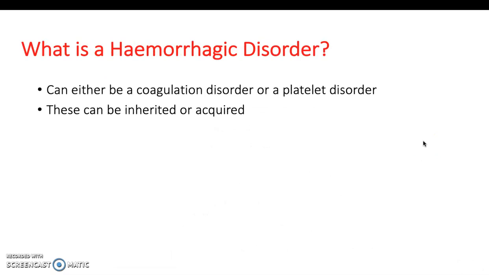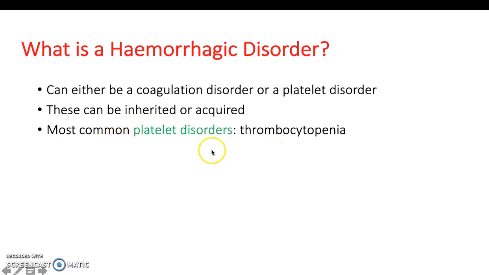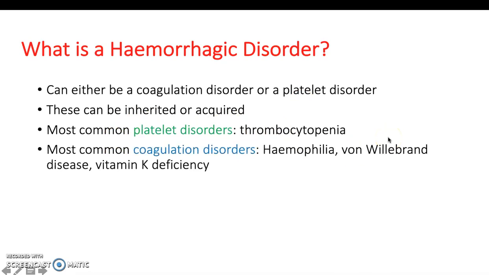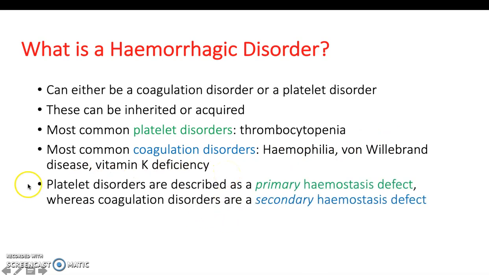So what is a haemorrhagic disorder? They can either be a coagulation or a platelet disorder, and inherited or acquired. The most common platelet disorder is thrombocytopenia, and the coagulation disorders are haemophilia, von Willebrand's, and vitamin K deficiency. You may also hear this description: primary haemostasis defect is a platelet disorder, and secondary is coagulation. The way I remember this is platelet, primary, quite a good way to remember.